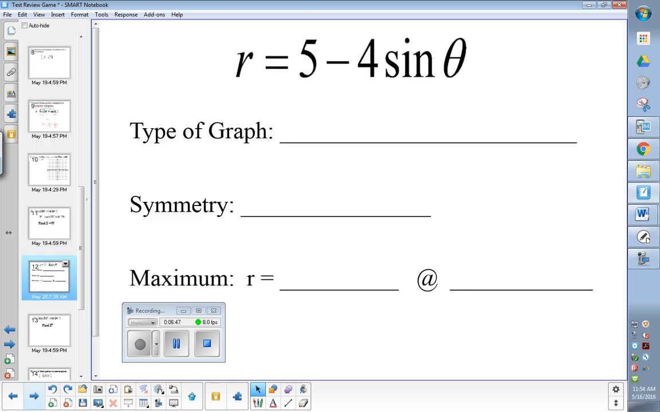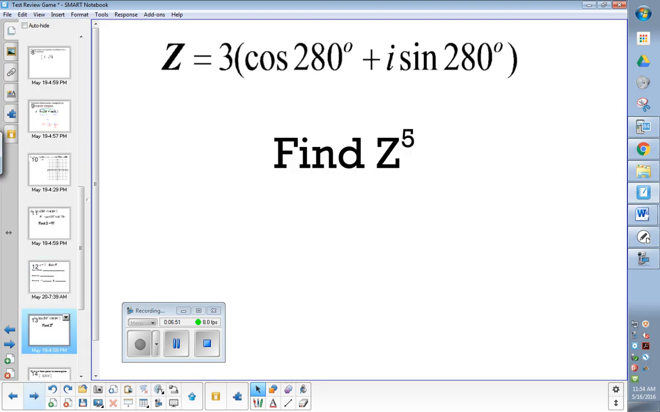It's a cardioid. That's not a big deal. Let's go to the next one. Z to the 5th. So if we're doing z to the 5th here, what do I need to do with the radius? Put it to the 5th power.